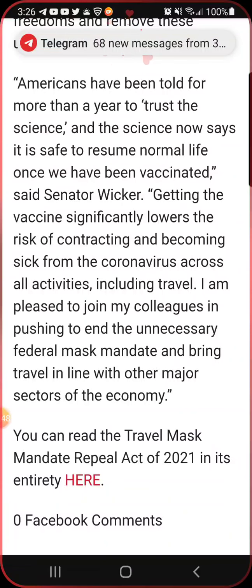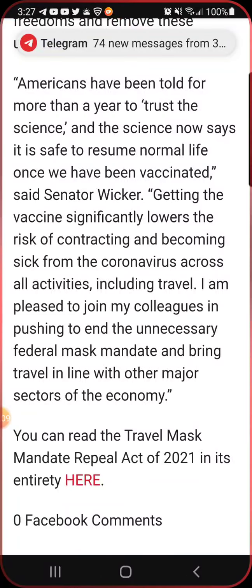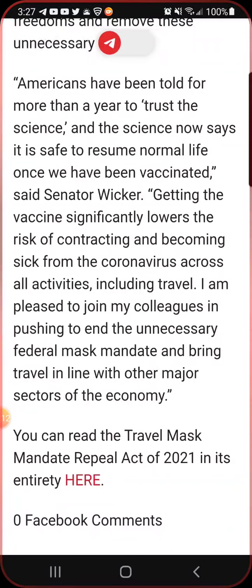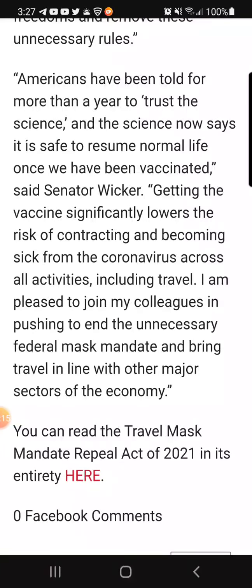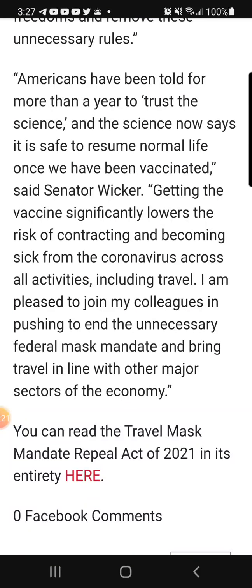So I'm not sure what other sectors of the economy there are. I don't know, maybe it has to do with money. But I'm pretty sure it has to do something with the economy. That's all I know, but I don't know what other sectors of the economy he's talking about. So you can read the Travel Mask Mandate Repeal Act of 2021 and it's entirely here. So if you type in Travel Mask Mandate Repeal Act of 2021, then you'll understand why this is going to happen.